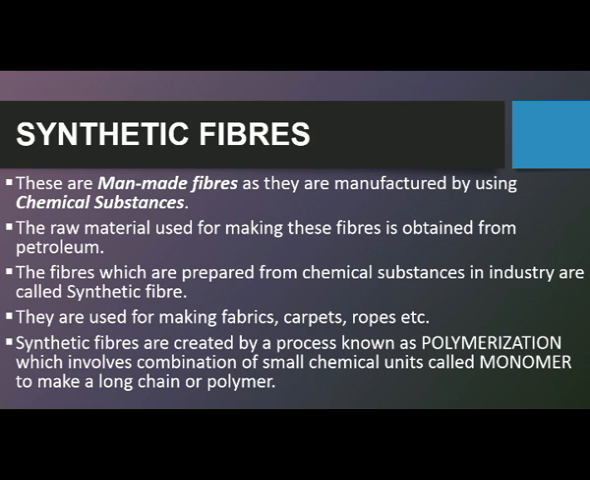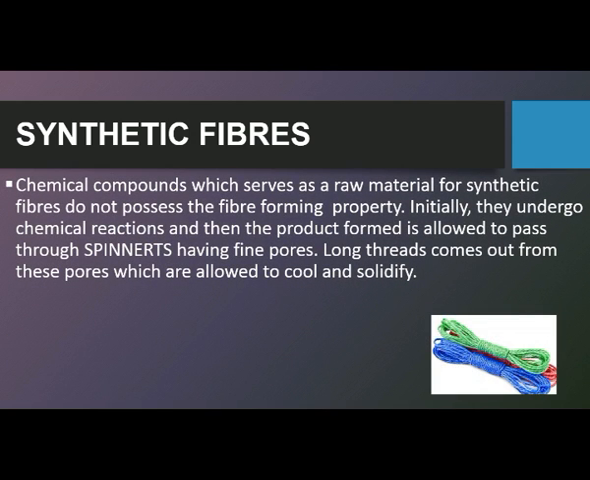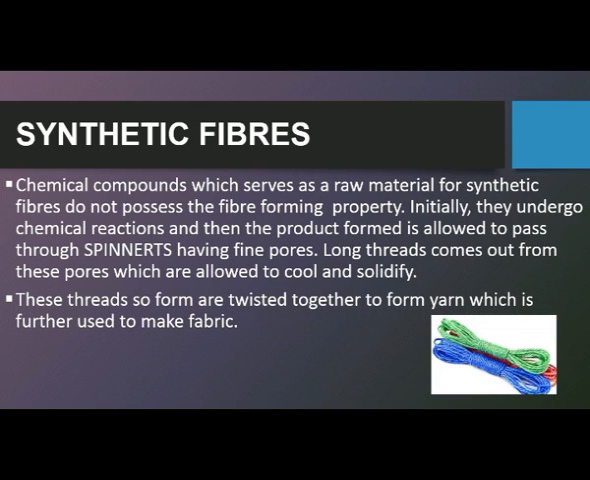Synthetic fibers are created by the process called polymerization, which involves combination of small chemical units called monomers, and monomers combine together to form a long chain or a polymer. Chemical compounds which serve as a raw material for synthetic fiber do not possess fiber forming property until they undergo chemical reaction, and then the product that is formed is allowed to pass through the spinnerets which have small pores. Long threads come out from these pores which are allowed to cool and solidify. These threads so formed are twisted to form yarn, which is further used to make fabric. Examples are nylon, polyester, acrylic, rayon. In detail, you will be studying about them in your higher classes.